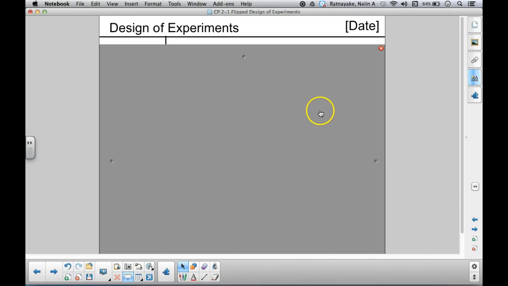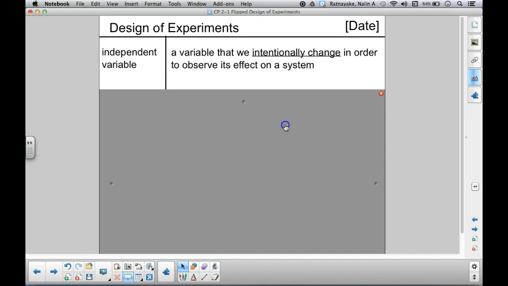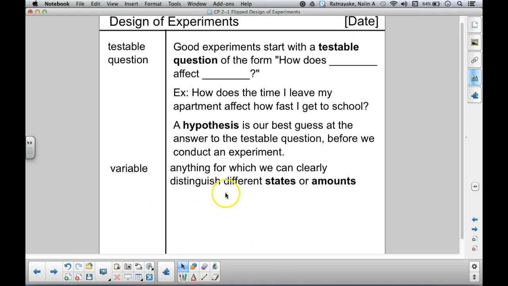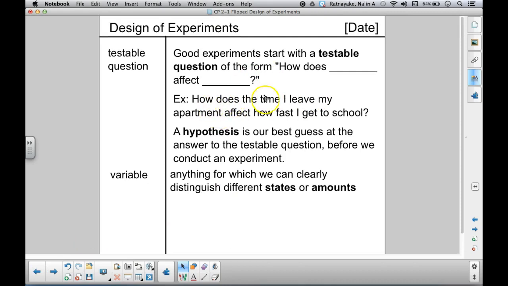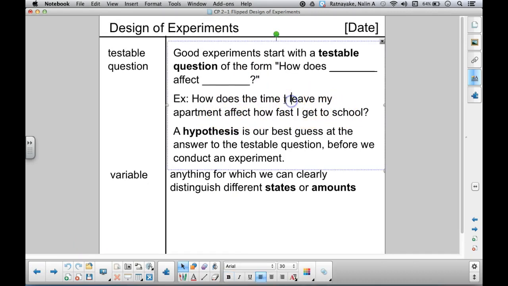There are several specific kinds of variables in science. One is called the independent variable, and that is a variable that we are going to intentionally change in order to observe its effect on a system. And in my previous example, that would have been the time I leave my apartment. If we go back to the testable question I posed, how does the time I leave my apartment affect how fast I get to school?